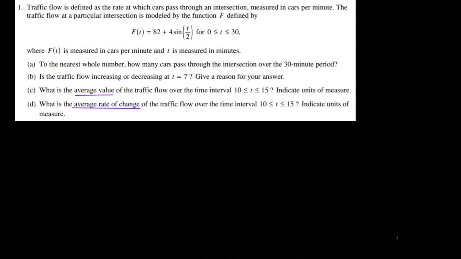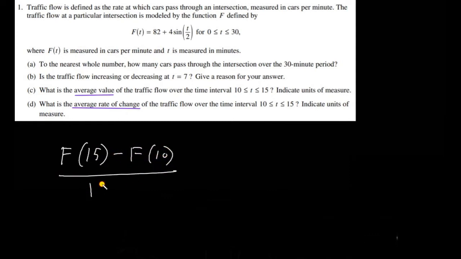And average rate of change, since it's just a slope between 2 points, we can use the slope formula for the function f. And that'll get us f of 15 minus f of 10 over 15 minus 10, which, again, you can put in the calculator: take this function, plug in 15, plug in 10, do all the math, and you'll get 1.518.